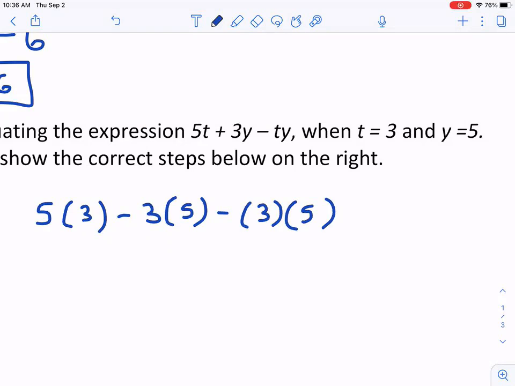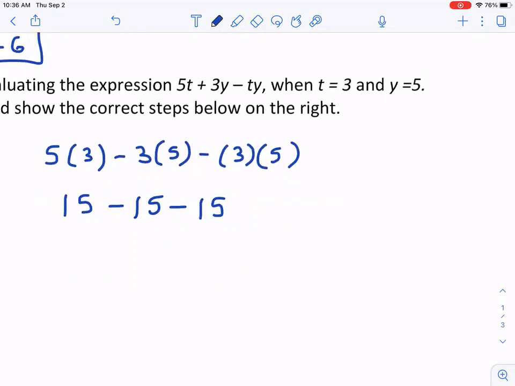Okay, so I'm just kind of doing this problem on my own. And when I do that, I'm going to chunk it up by multiplying here, here, and here. So those are my 3 chunks. So 5 times 3 is 15, minus 3 times 5, which is 15, minus 3 times 5, which is 15. And so just working from left to right, 15 minus 15, of course, is 0, and 0 minus 15 would give us an answer of -15.